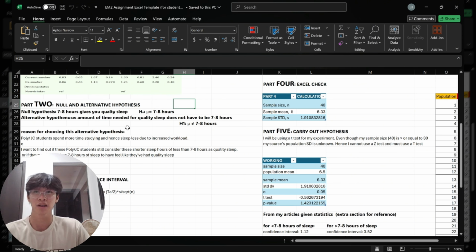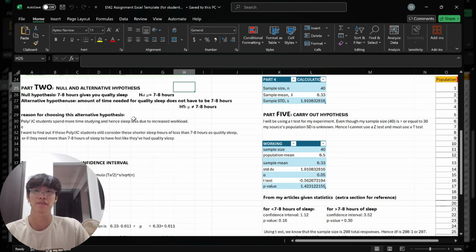Why do I use this alternative hypothesis? Because I see a lot of poly and GC students spending more time studying and less time sleeping due to the increased workload of school. And I want to find out if these poly or GC students still consider these shorter sleep hours of less than 7 to 8 hours as quality sleep, or if they need more than 7 to 8 hours of sleep to feel like they have a quality sleep.